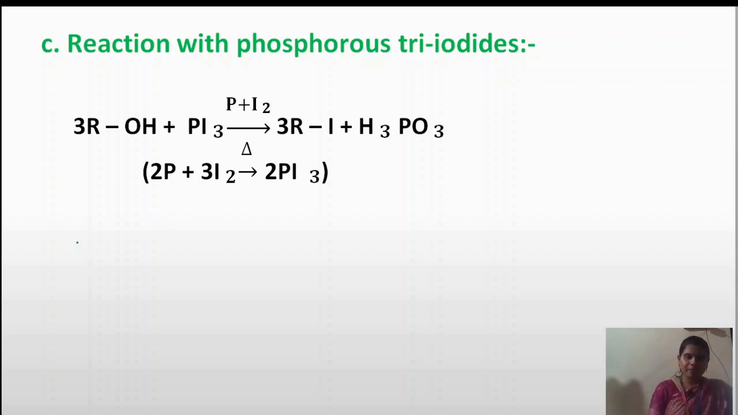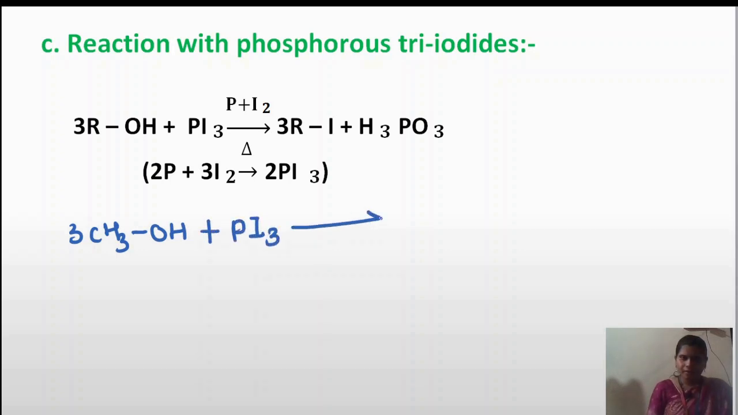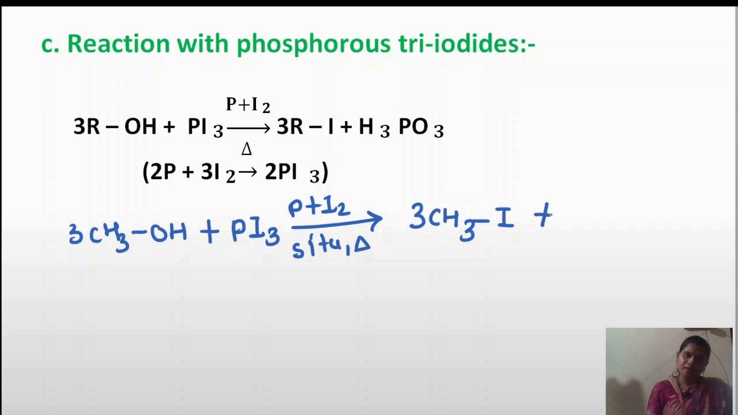Here I take the example. 3 CH3OH reacts with PI3, P plus I2, that is, this is an in situ reaction. We will get 3 CH3I and H3PO3 as a byproduct of this reaction.